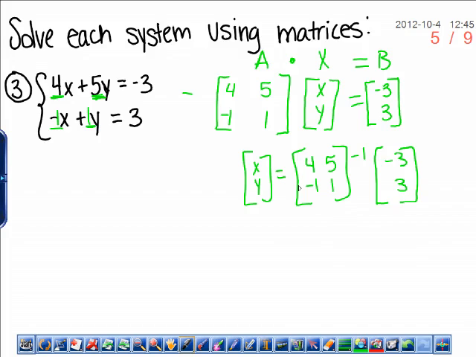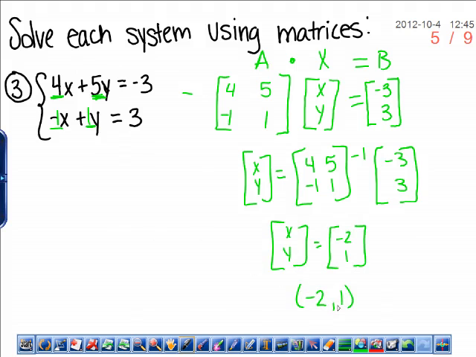Okay, what'd you get? Good. So our matrix X, Y is -2, 1. But this is a system, and I write a solution to a system as an ordered pair. So my solution is my ordered pair, -2, 1.